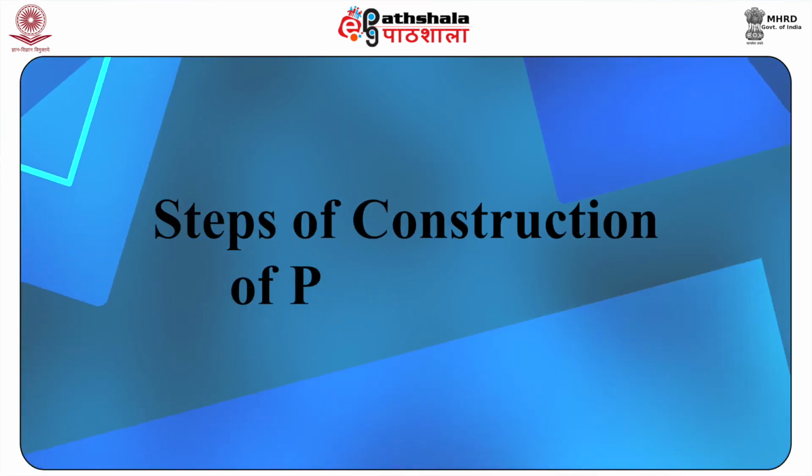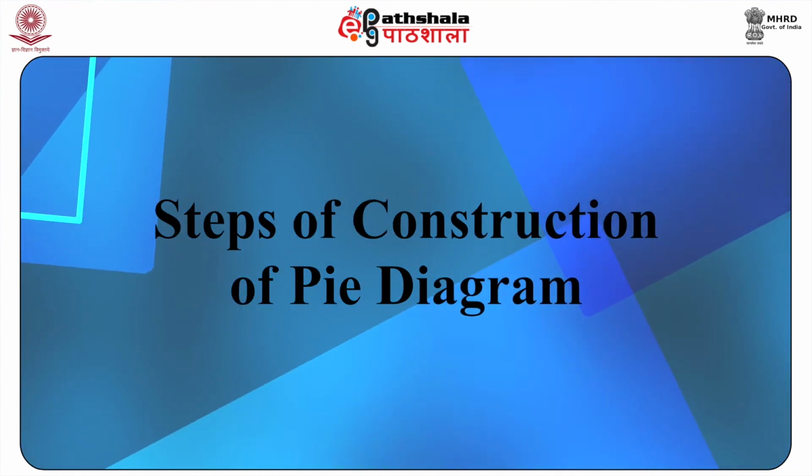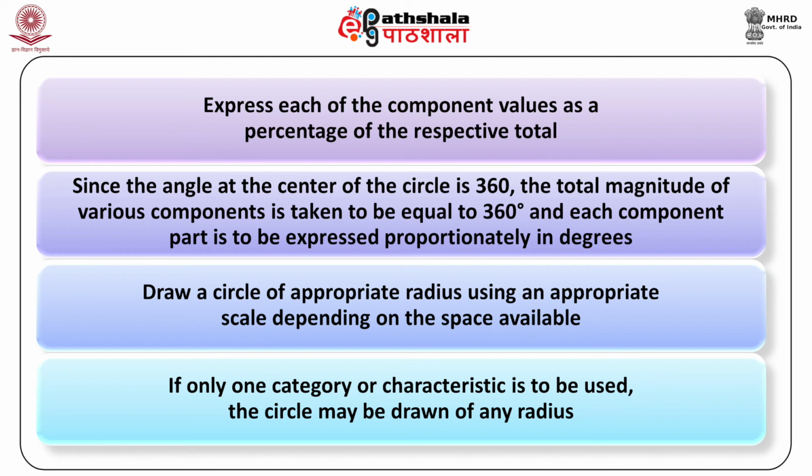In order to construct a pie diagram, one must learn the steps involved. Express each of the component values as a percentage of the respective total. Since the angle at the center of the circle is 360 degrees, the total magnitude of various components is taken to be equal to 360 degrees, and each component part is expressed proportionately in degrees. Draw a circle of appropriate radius using an appropriate scale depending on the space available. If only one category or characteristic is to be used, the circle may be drawn of any radius.